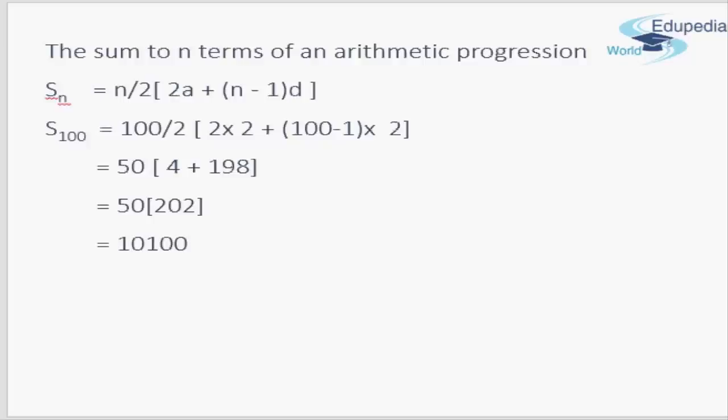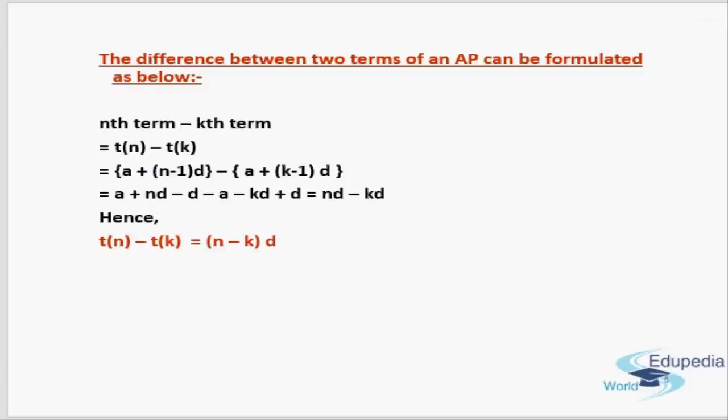Another thing that I wanted to talk to you about was this term. The difference between two terms in an arithmetic progression can be formulated in this way. This is not the common difference, just another way of finding the difference between two terms of an arithmetic progression, two terms that are not necessarily right next to each other, not consecutive terms in the series. For example, you can easily find the difference between the 5th and the 4th term, or the 11th and the 10th term, or the 16th and the 15th term. But what if you have to find out the difference between the 2nd term and the 29th term? This is the formula for that.